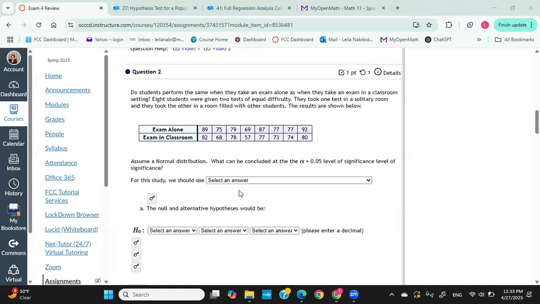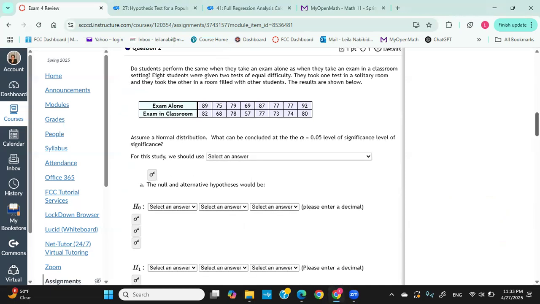So in the next question, it's asking, do students perform the same when they take an exam alone as when they take an exam in a classroom setting? And we have a table which shows the grades of students when they took the test, one time in a solitary room and another time in a room filled with other students.